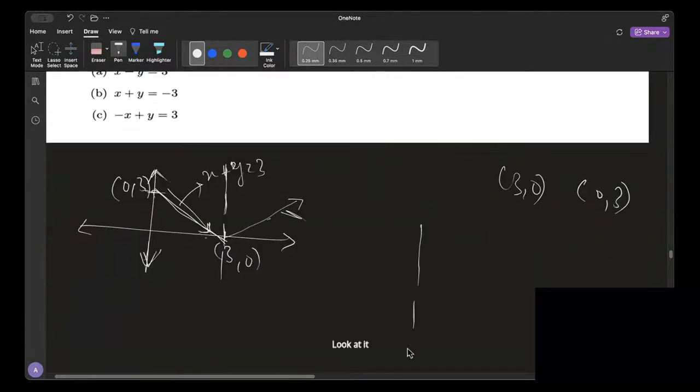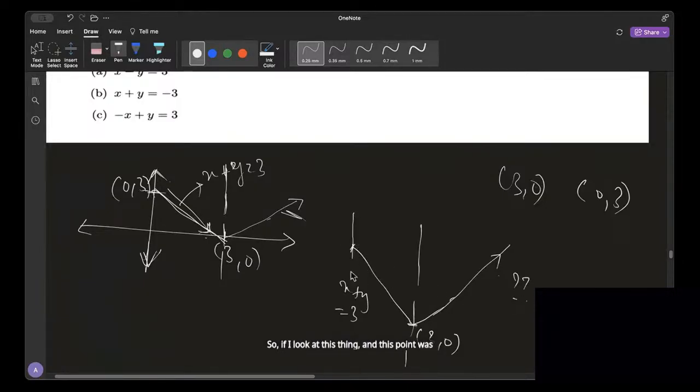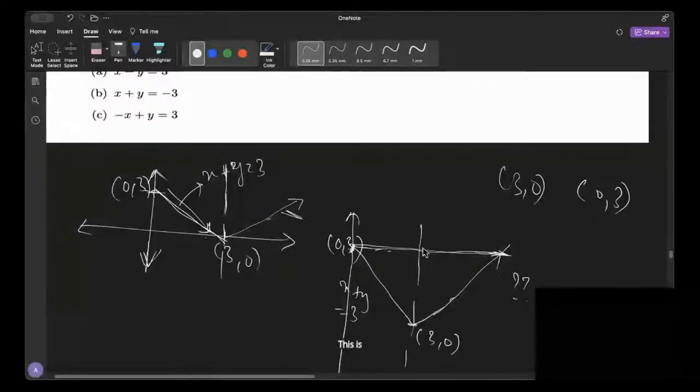So look at it like this. This is a mirror, and this line, which is x plus y equals 3, with this point 3, 0, gets reflected here, and you have to find the equation of this line. This point on the y-axis was 0, 3, right? Here on this line, this is 0.